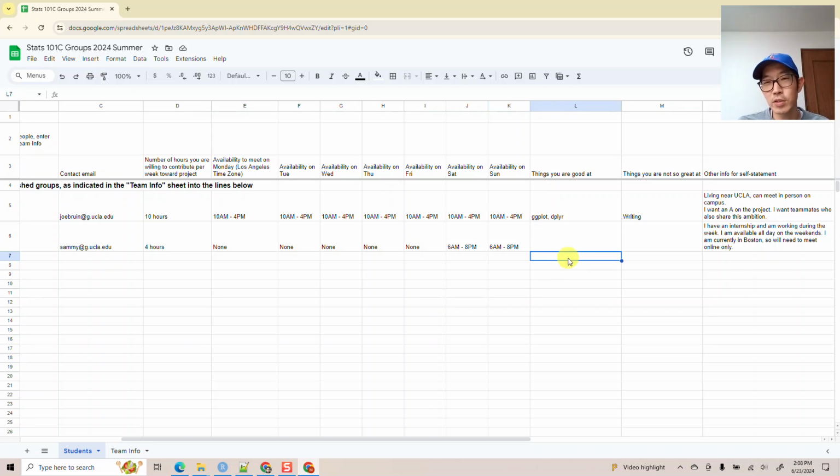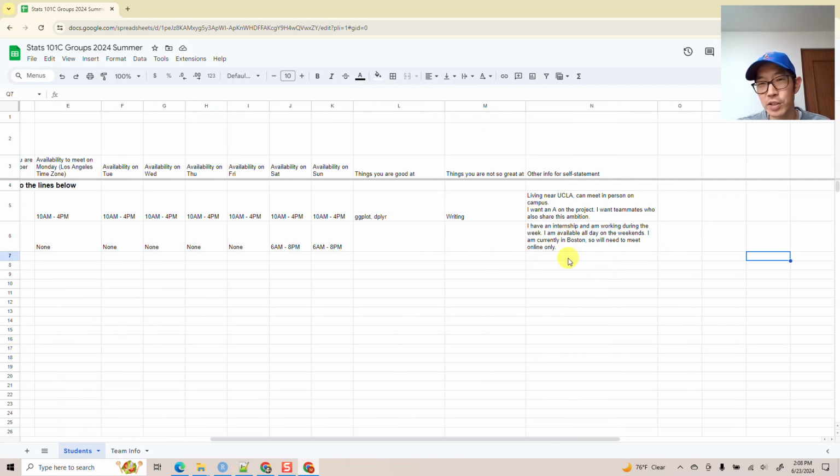There's also a spot where you can write down things that you are good at and things that you're not so good at, so that you can try to find teammates that complement your strengths and weaknesses, so that different aspects can be done. And then also any additional information that you might want to put on here, right? So you can say, I really want to get an A on the project, and I'm willing to work hard, and I want other people who are also going to work hard for it, or something like that.